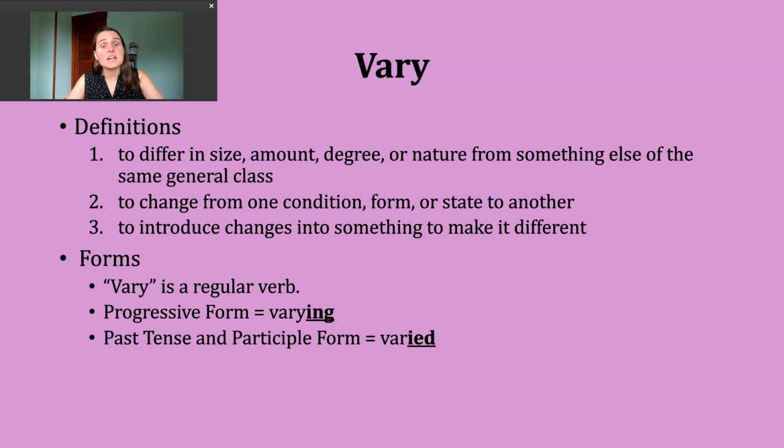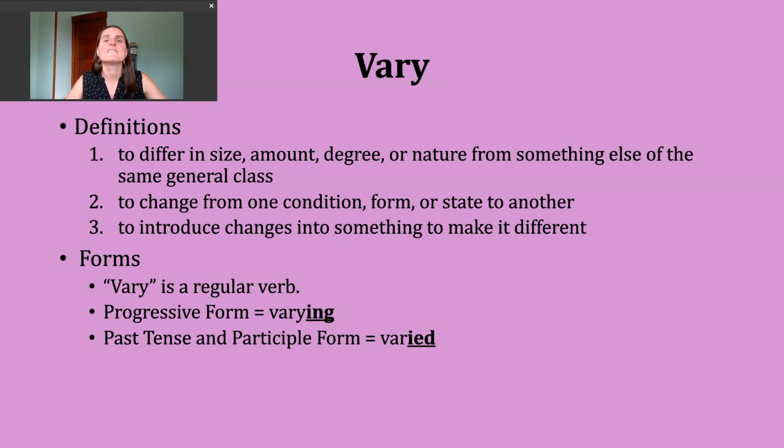You should know that vary is a regular verb. To make the progressive form of this verb, all you're going to do is add ing to form varying. The past tense and participle forms of this verb can be made by first dropping the y, adding an i, and then adding ed. Now, our base verb, vary, ends with a vowel sound, and vowel sounds are always voiced. This means that the ed ending is just going to make a d sound. So I'm not adding an extra syllable as I say it. It should sound like this.